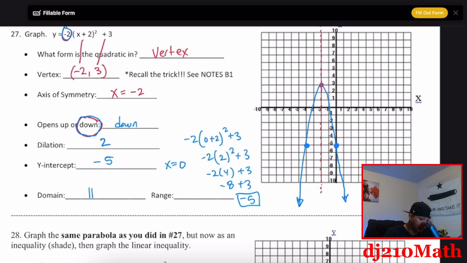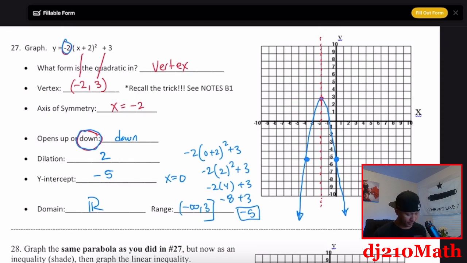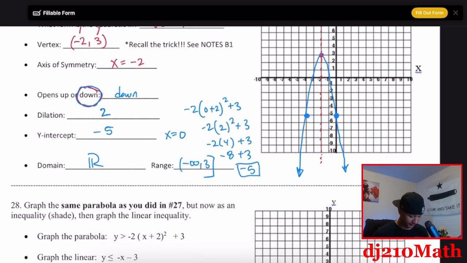All right. Domain, all real numbers, always. And the range is going to be from negative infinity, because it opens downward, up to the maximum, which in this case would be 3. Okay, yeah, we'll leave it at that.